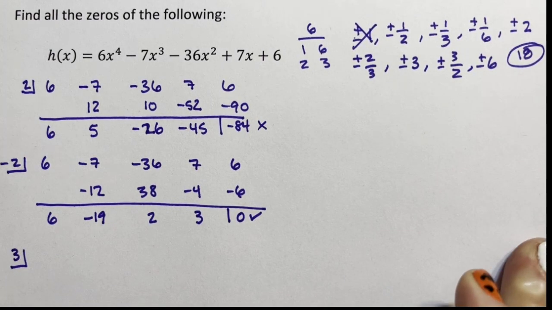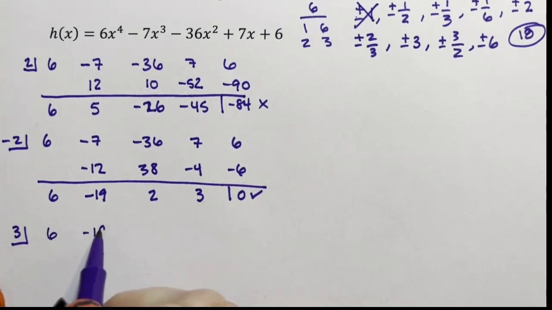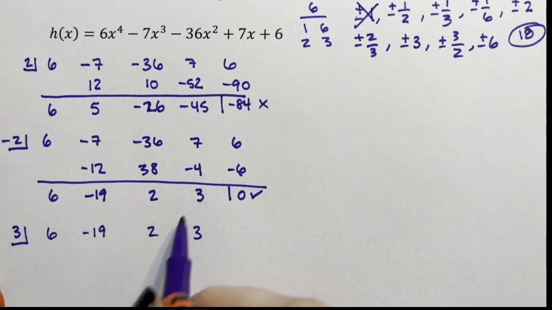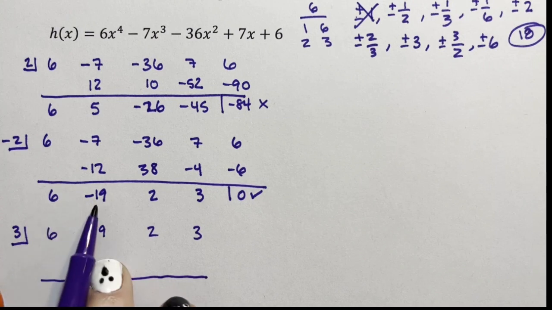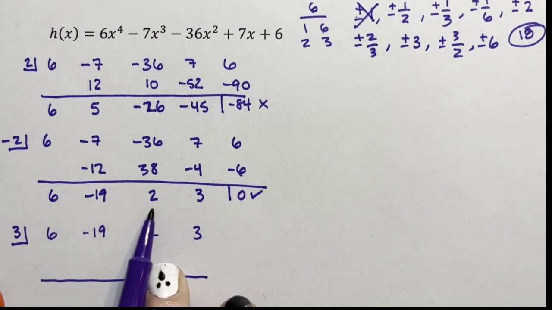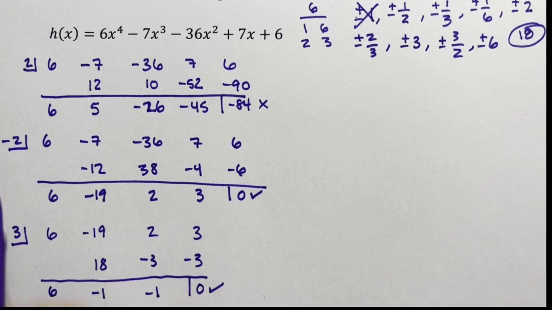6, negative 19 to 3. I get to use my new set of numbers, which I really like. This is equivalent to 6x cubed minus 19x squared plus 2x plus 3. Bring the 6 down, add down, multiply, add down, multiply, add down. Hey, there we go. All right, so now we have 2 zeros. We have our first one is x equals negative 2, and the second one is x equals 3.